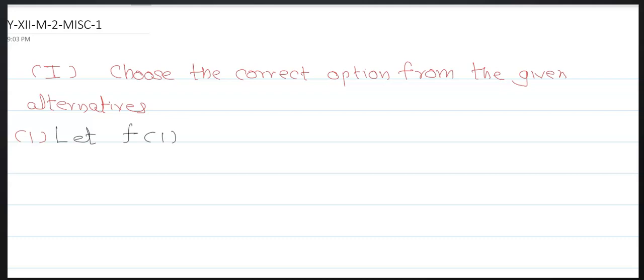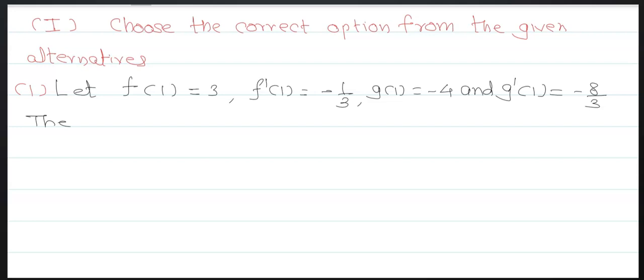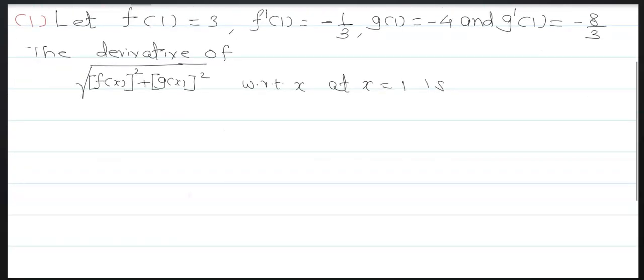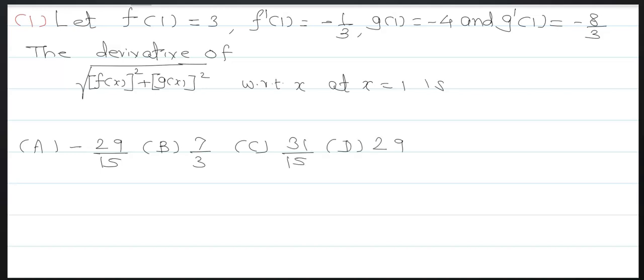First, let f of 1 equal 3, f dash of 1 equal minus 1 upon 3, g of 1 equal minus 4, g dash of 1 equal minus 8 upon 3. Then find the derivative of the square root of f of x squared plus g of x squared with respect to x at x equals 1. The options are: a, minus 29 upon 15; b, 7 upon 3; c, 31 upon 15; d, 29 upon 15.